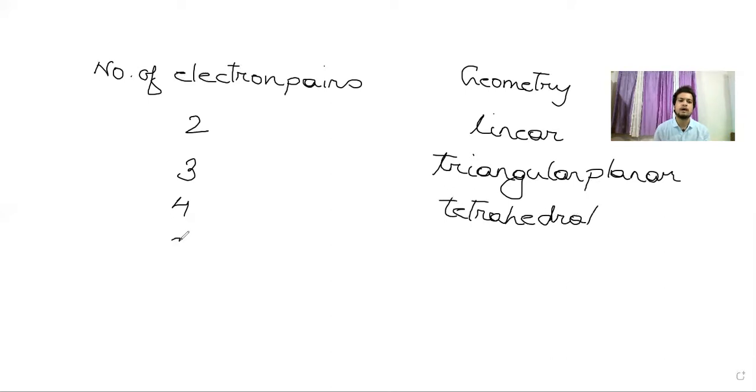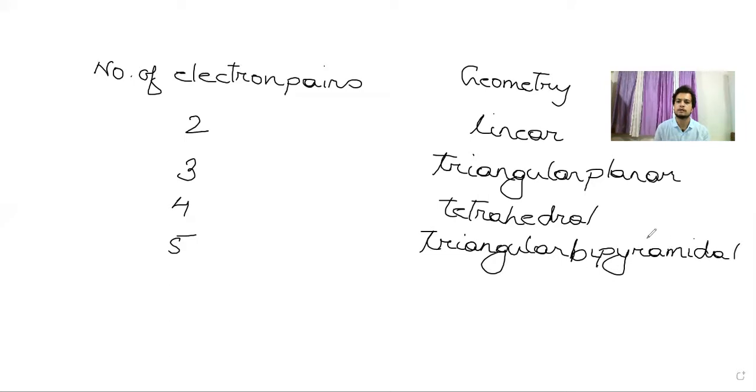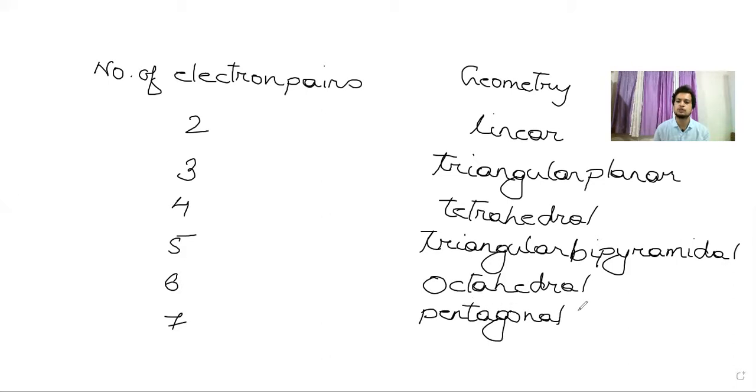When you have 5 electron pairs, we call it triangular bipyramidal or trigonal bipyramidal, which is very much the same. When you have 6, it is known as octahedral. And when you have 7, we call it pentagonal bipyramidal. So these are the 6 basic geometries which you need to know. If you know these geometries, you can find out anything in VSEPR theory. The only thing we need to know is the trick: how to get it in a very easy and convenient way. So let us go for that.